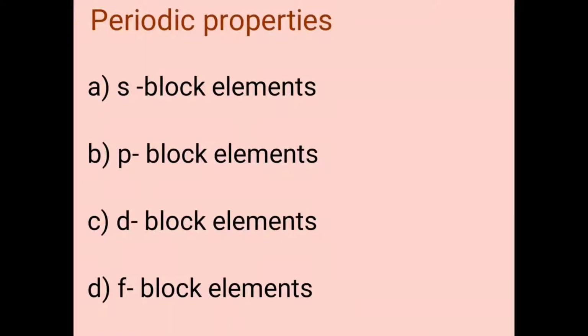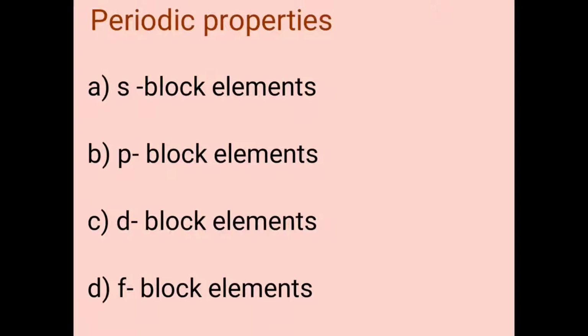In this video we will learn about the periodic properties. The next part of periodic properties is S block element, P block element, D block element and F block elements. The elements can be divided into four types on the basis of the nature of atomic orbitals into which the last electron, also called the differentiating electron, enters. Accordingly, we have S, P, D and F block elements. This classification is known as differentiating electron classification.